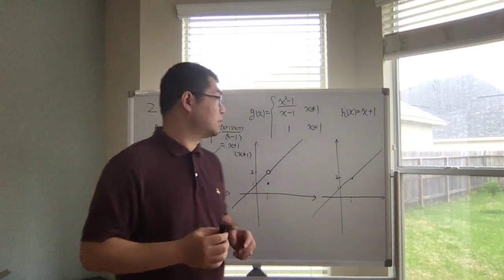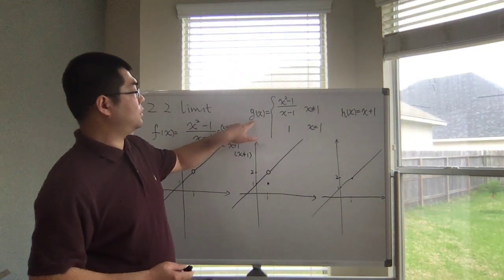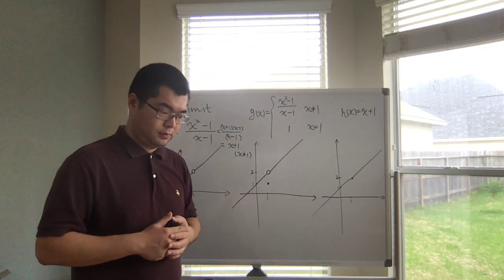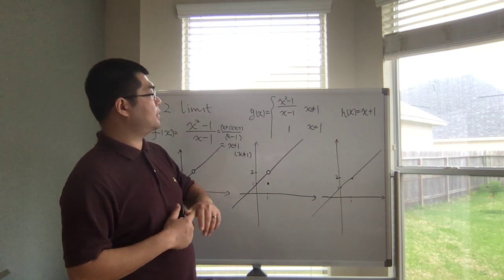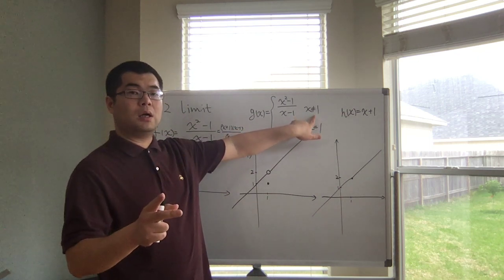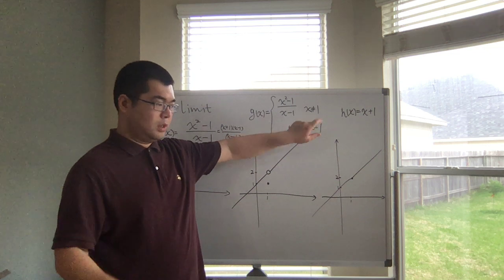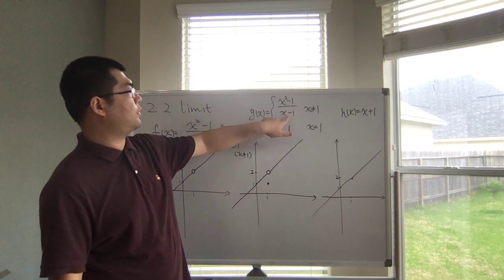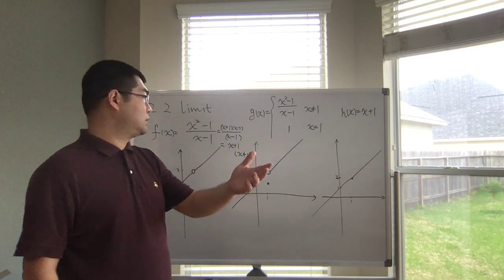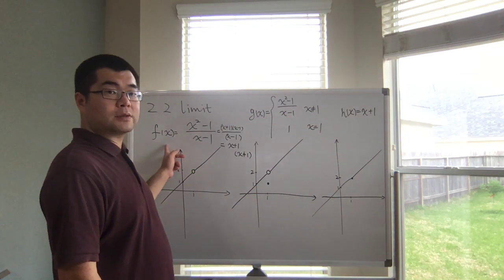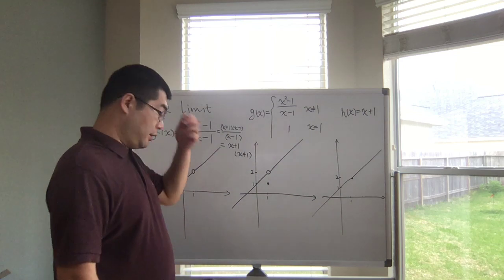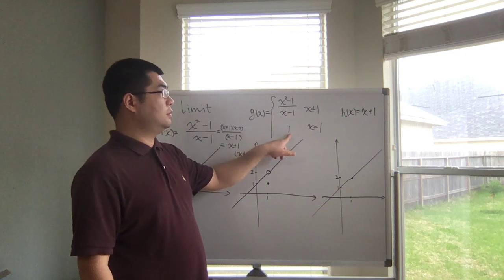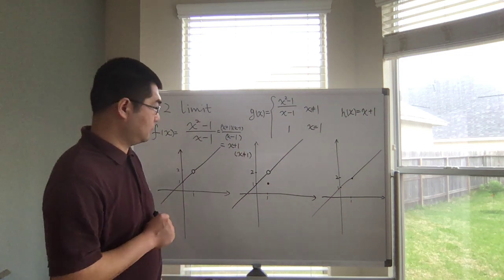Okay, so let's move on to the second function, g of x. It's defined as a step-size function, okay? And it says like this: when x is not equal to 1, my function is defined as x squared minus 1 over x minus 1, which is exactly our f of x for the first part, okay? However, at x equals 1, g of x equals 1, okay.